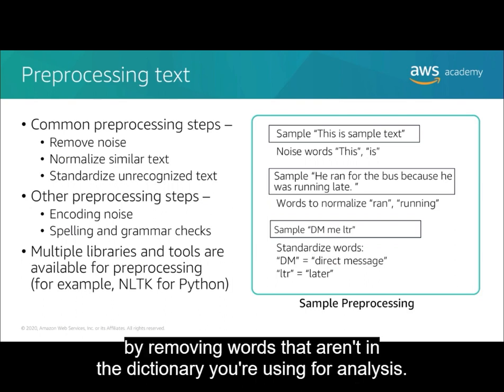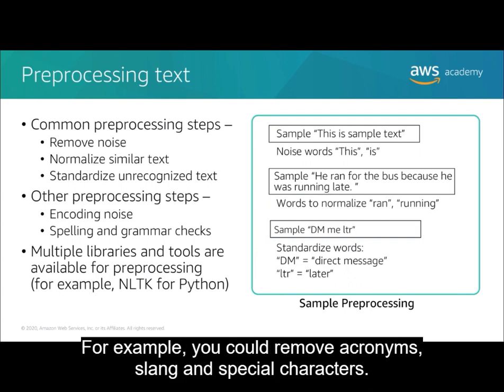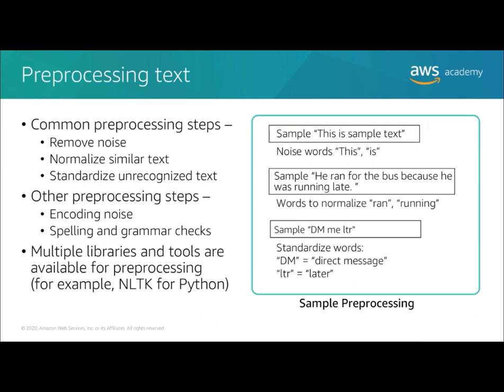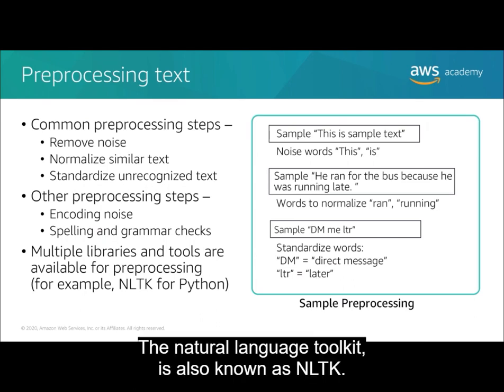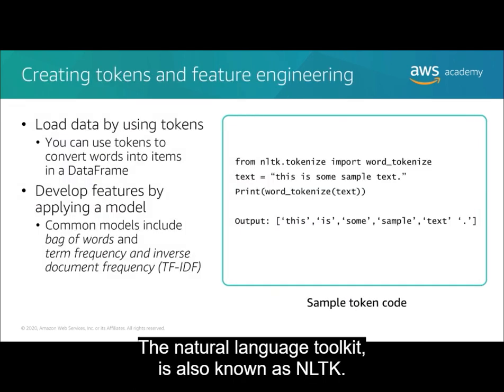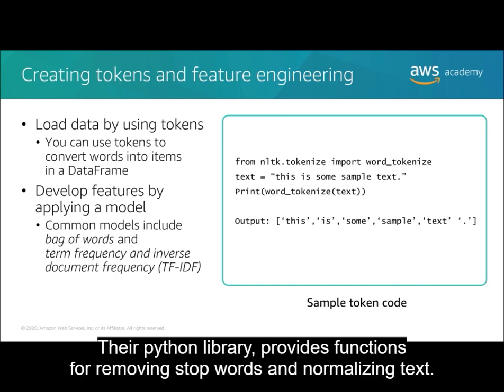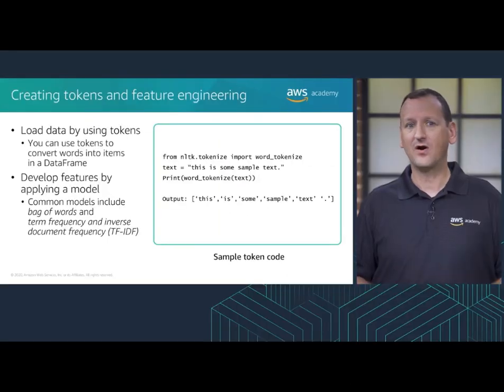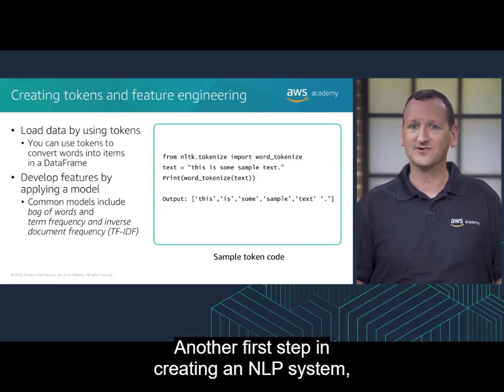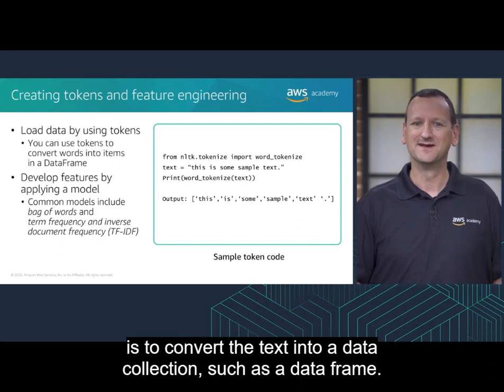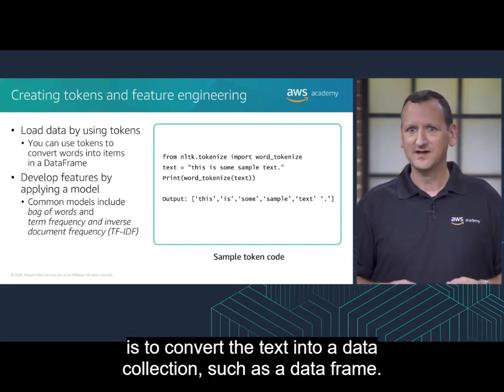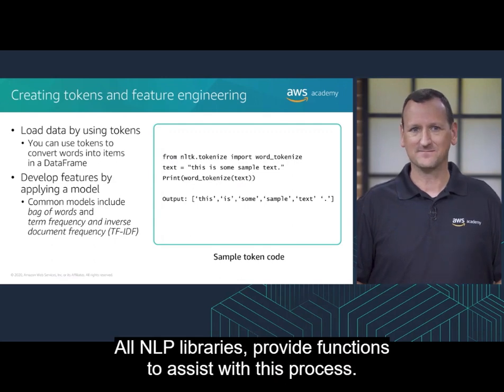The Natural Language Toolkit is also known as NLTK. Their Python library provides functions for removing stop words and normalizing text. Another first step in creating an NLP system is to convert the text into a data collection, such as a data frame. All NLP libraries provide functions to assist with this process. The example shows using the word tokenize function from the NLTK library.